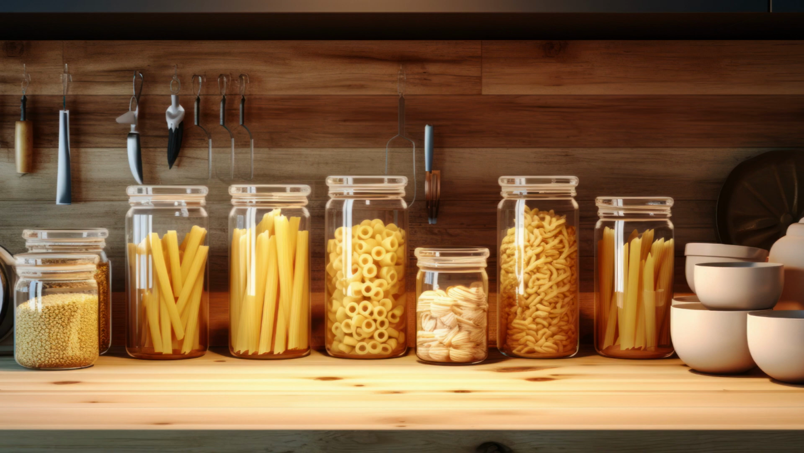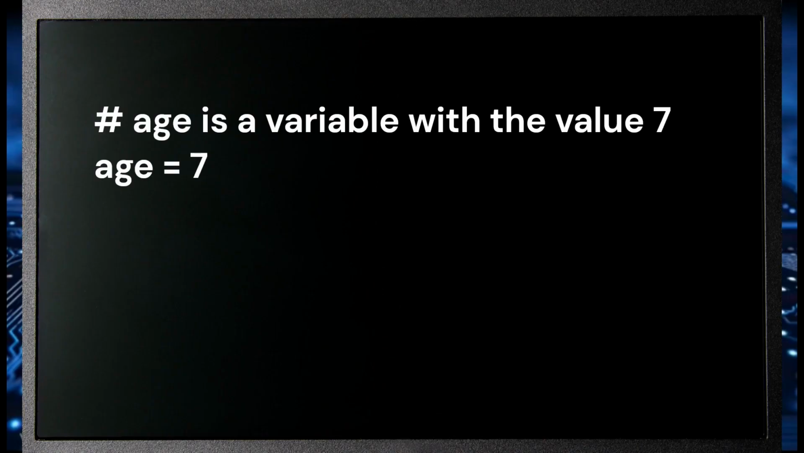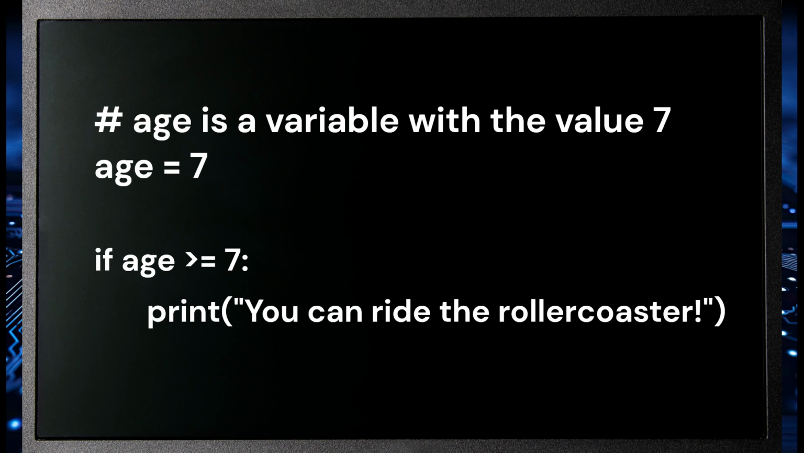We can also use variables to store data in our programs. Variables are like containers that hold different types of data. For example, we can create a variable called age and assign it a value of 7. Then, we can use this variable in our program to do things like check if someone is old enough to ride a roller coaster.